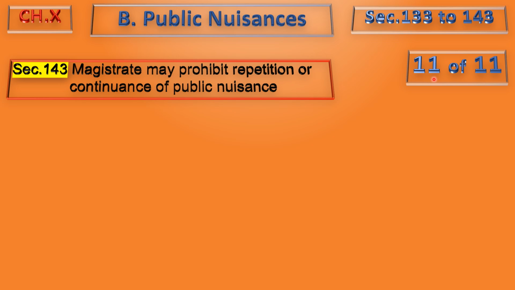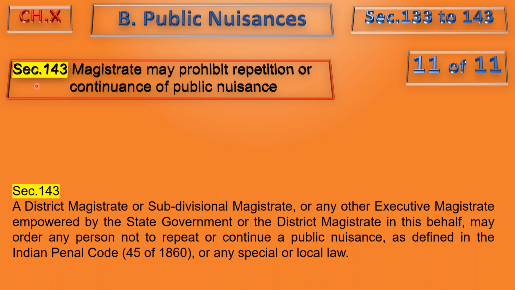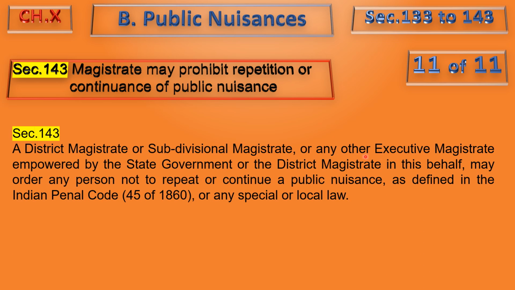Now we come to the last point of public nuisances. 11th point, magistrate may prohibit repetition or continuance of public nuisances, as per the provision of section 143. Section 143 says a district magistrate or subdivisional magistrate or any other executive magistrate empowered by the state government or the district magistrate in this behalf may order any person not to repeat or continue a public nuisance as defined in the Indian Penal Code or any special or local law. In simple words, under section 143, a magistrate, a subdivisional magistrate or executive magistrate, as the case may be, empowered by the state government, can say to the offender, don't do it again.